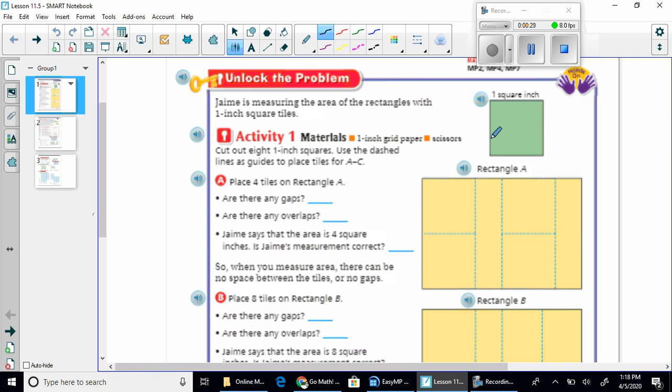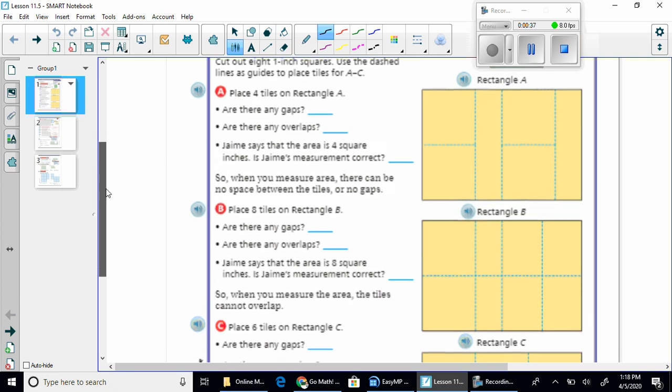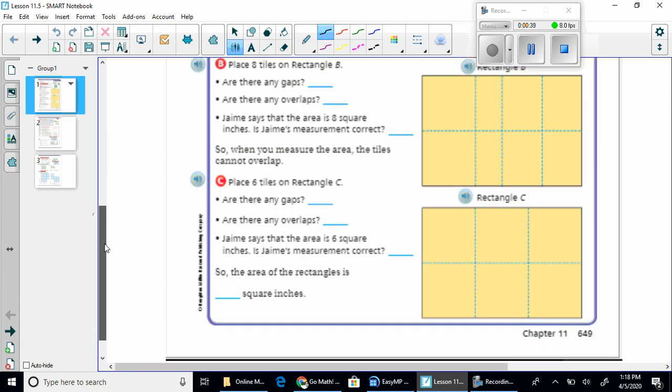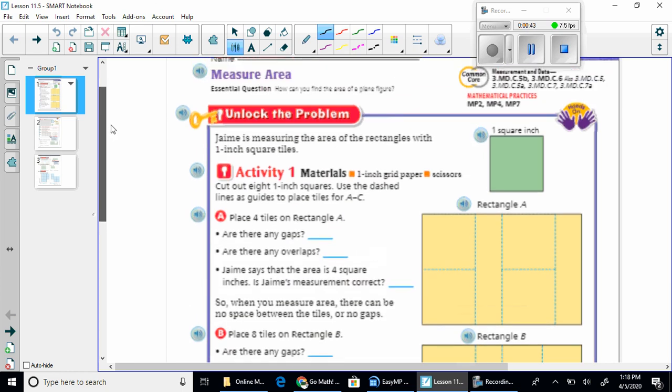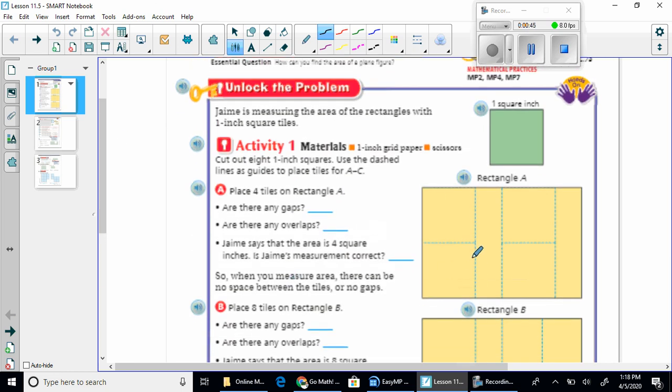So since you do not have the tiles at home with you, we are just going to skip over this page, but I just wanted to show it to you so that you knew what we were looking for today. So we are going to be using area again, and we are going to be finding the space inside of a figure, okay?